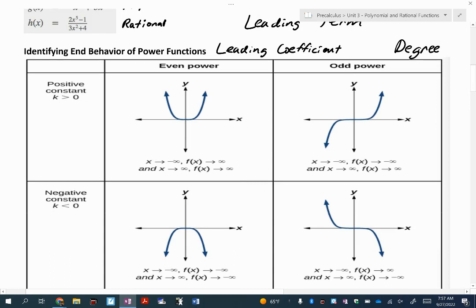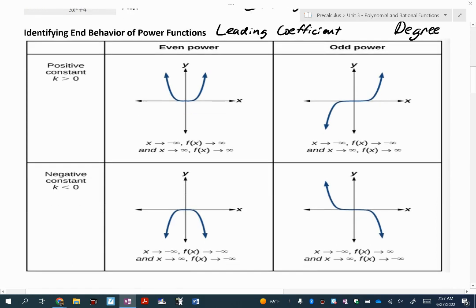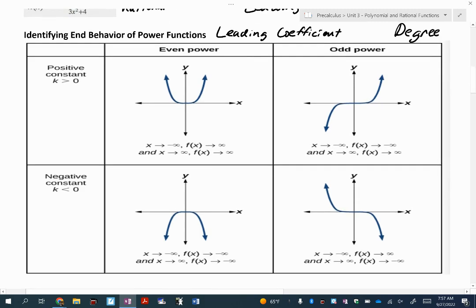Okay, let's start with the even powers. Even powers would be like 2, 4, 6, 8. When you have an even power, your end behavior is going to open the same direction. You can see this first one, they're both ending going up, and in the one below it, they're both opening down. Hopefully this is the more straightforward one. If you have a leading coefficient that is positive, it is going to open up. If you have a leading coefficient that's negative, you're going to open down.